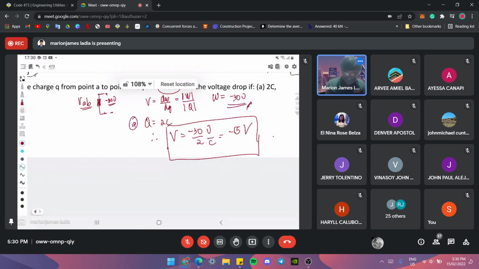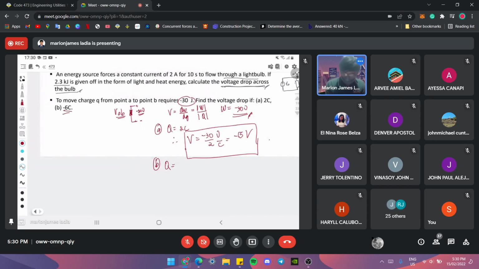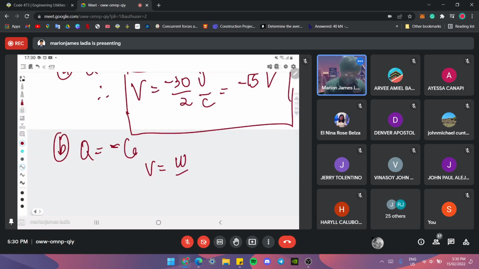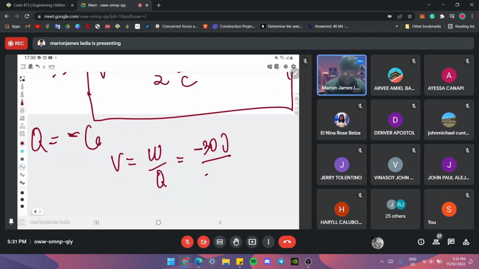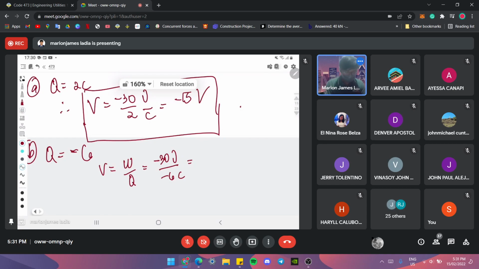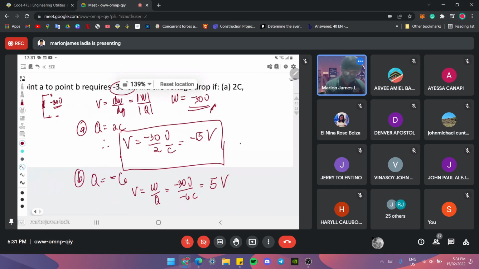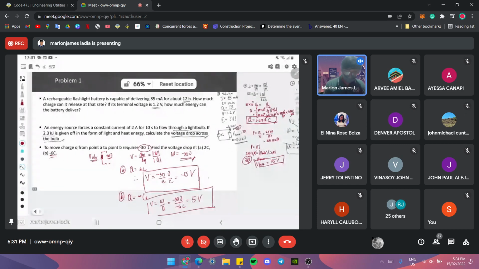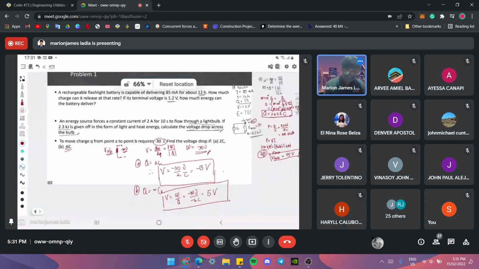Next is at B, at Q is equal to negative 6 coulomb. So negative 6 coulomb, so therefore, V is equal to W over Q, which is equal to negative 30 joules all over negative 6 coulomb. So I will have a value equal to negative 30 over negative 6 is equal to 5 joules per coulomb, or our 5 volts. So yan. Okay? So kanyan lang kadali ang electrical engineering, guys. Parang linalaro mo lang, di ba?